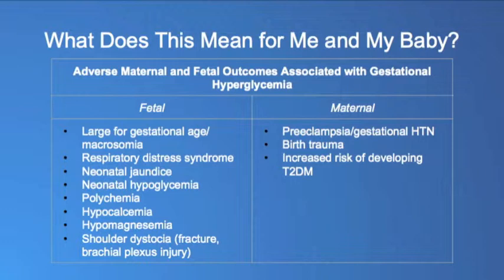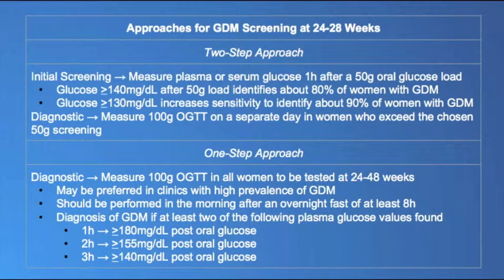For the baby, it can result in macrosomia, or large for gestational age, respiratory distress syndrome, neonatal jaundice, abnormally high red blood cell count, low calcium and magnesium levels, and shoulder dystocia where the shoulders fail to deliver shortly after the fetal head. For the mother, she may experience preeclampsia and gestational hypertension, birth trauma, and an increased risk for developing type 2 diabetes in her future.